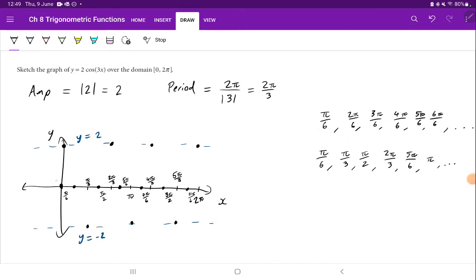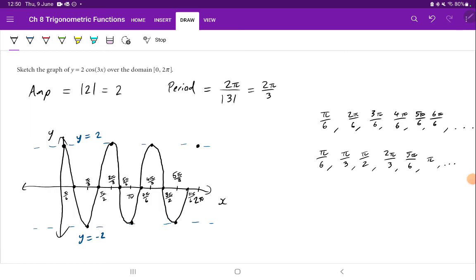That dot in the center can go. And we go maximum to a median to a minimum, up to a median, up to a maximum, down to a median, down to a minimum, up to a median, up to a maximum, down to a median, down to a minimum, up to a median, and up to a maximum. And there you can see, there is our sketch between 0 and 2 pi.